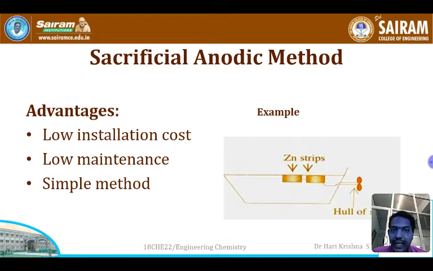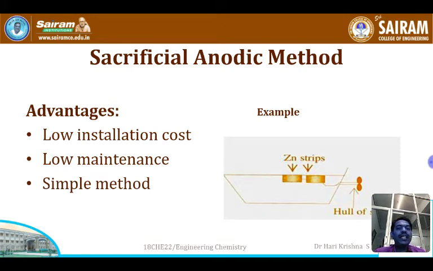So how do you protect? You are going to connect it with a hull. So what do you mean by hull? In order to tie the ship in the seashores, we'll have an L-shaped hook. It will be connected to the ship. That is called the hull. So that will usually be made up of either zinc or magnesium.